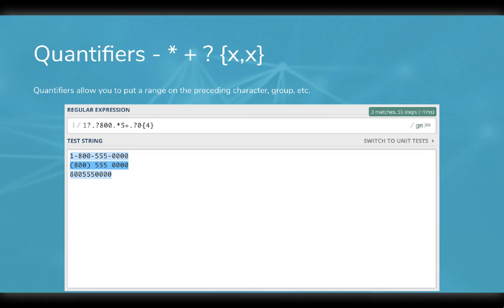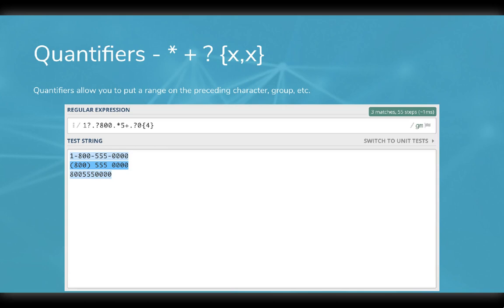Oftentimes, the variations of text or numbers we want to capture are not the same length and can contain optional characters. Luckily, in regular expressions, there are quantifiers that allow us to capture different ranges of characters. An asterisk allows us to capture zero or more of the preceding character or token. A plus sign is very similar, but it means one or more of the preceding character or token. A question mark means zero or one. I like to think of it as making a character optional. And inside curly brackets, we can put a range like 2 to 4 by putting 2, 4 inside the brackets. With curly brackets, you can also specify an exact amount by putting just a single number.